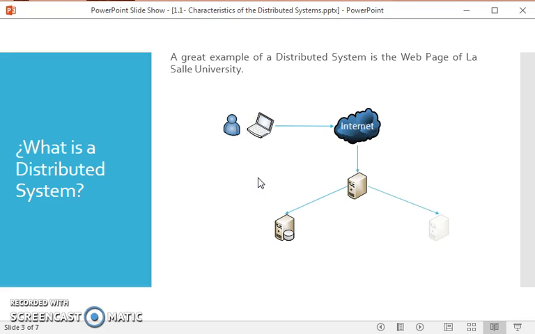Then we may have more computers, file servers, other servers that provide different services that produce information that is sent to the user. So the end user only sees a web page. What she or he doesn't know is that that web page is produced by the collaboration of three different computers in this specific example. This is a distributed system.